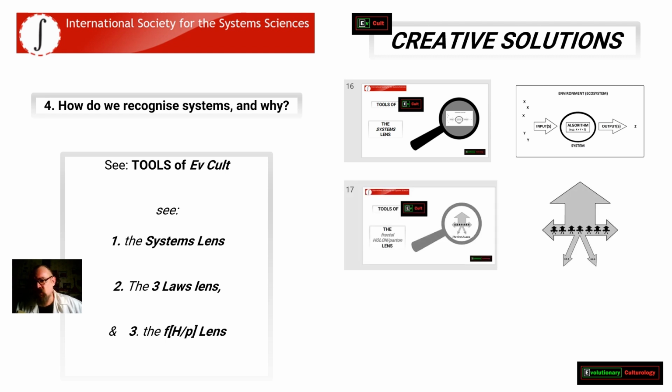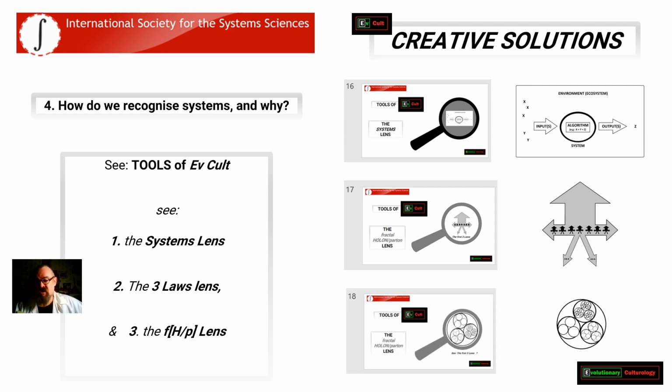Then you've got your 3 laws lens. You can just go around finding units by looking for things that obey the 3 laws. They integrate upwards into a larger unit, compete and cooperate with units on the same scale level, and command and control the smaller units which are inside them. So that's another way to recognize or identify systems, because both systems and units of culture are fractal holon partons. So use the 3 laws of fractal holon partons lens.